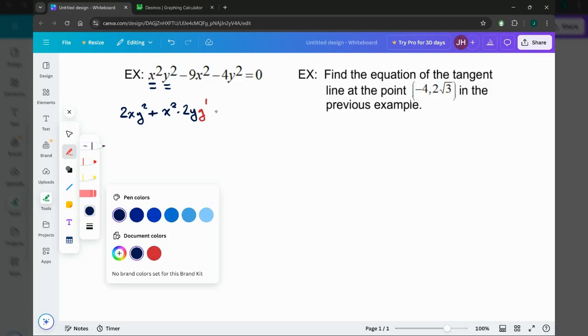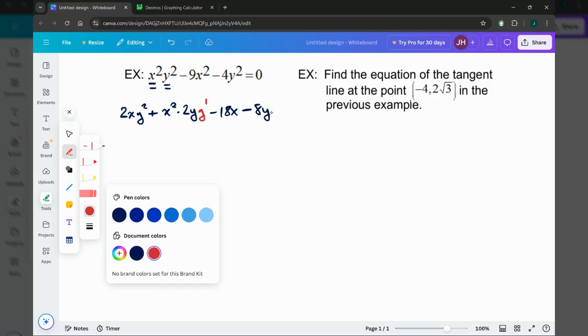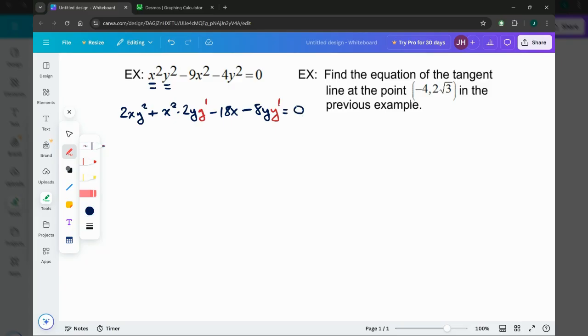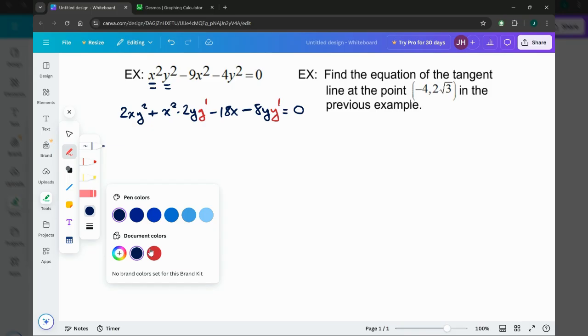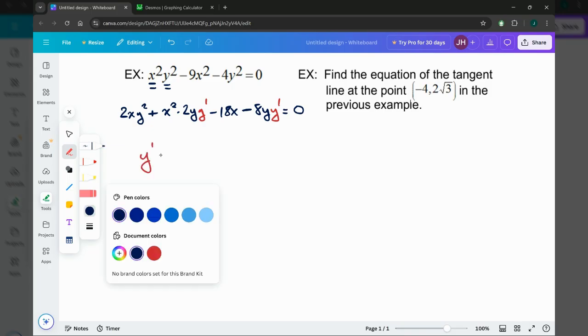What is the derivative of negative 9x squared? Well, that's negative 18x. The derivative of negative 4y squared is negative 8y. But wait a minute, what's the derivative of y? Y prime. And then this is all going to equal 0. Now, very quickly here, we can solve for y prime rather easily. So here's how I do that.